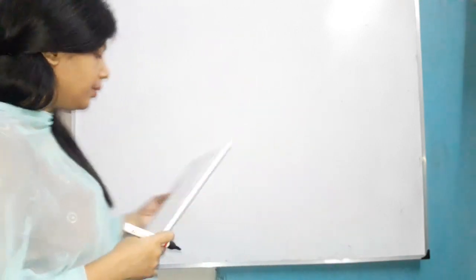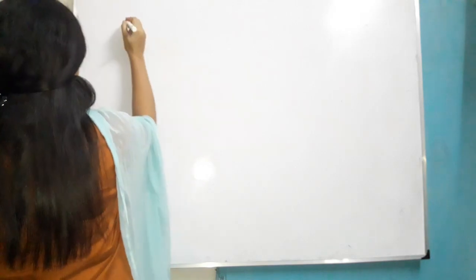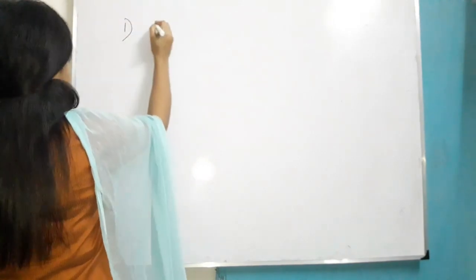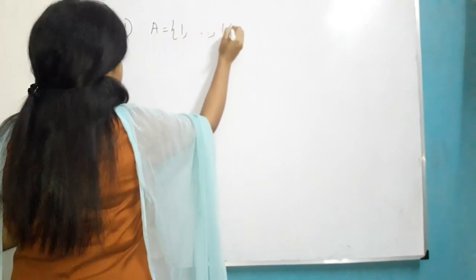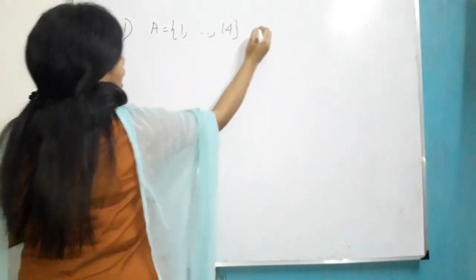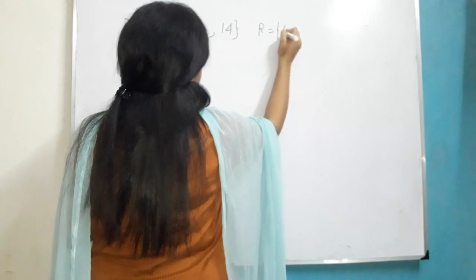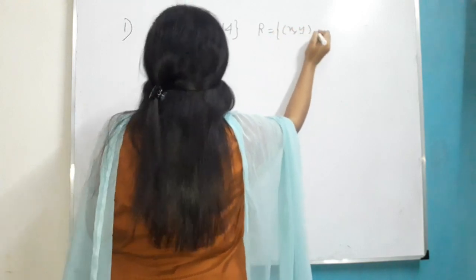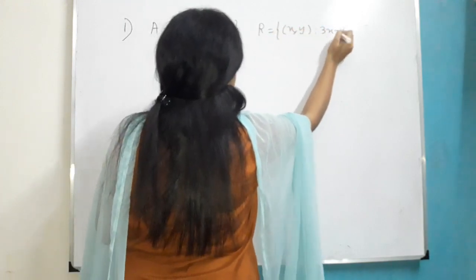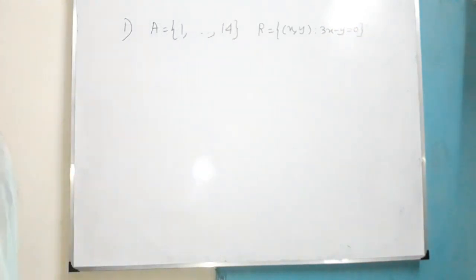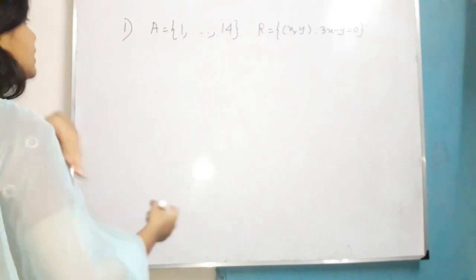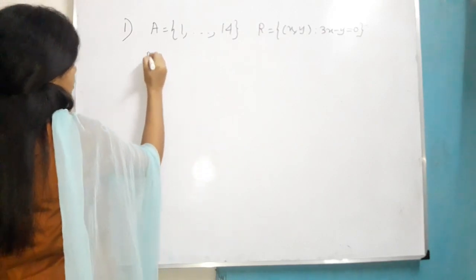Okay, so now number one, capital A equals 1 to 14, R equals (x, y) such that 3x minus y equals 0. Now how will you check that? First I will check reflexivity.